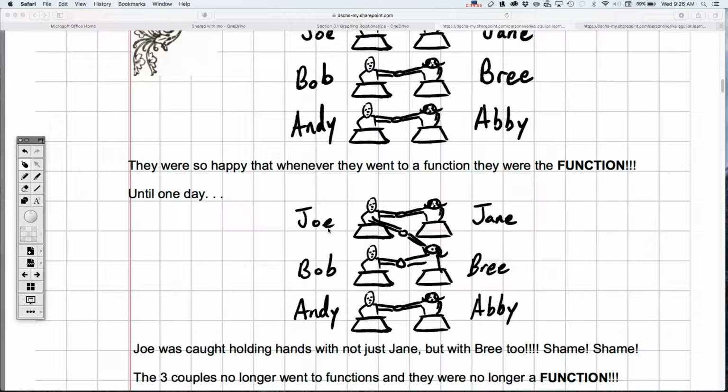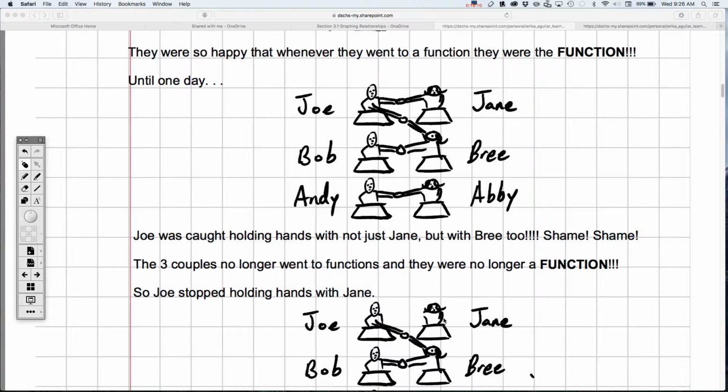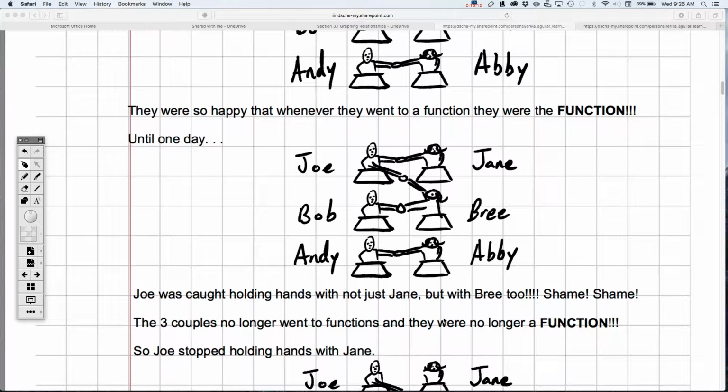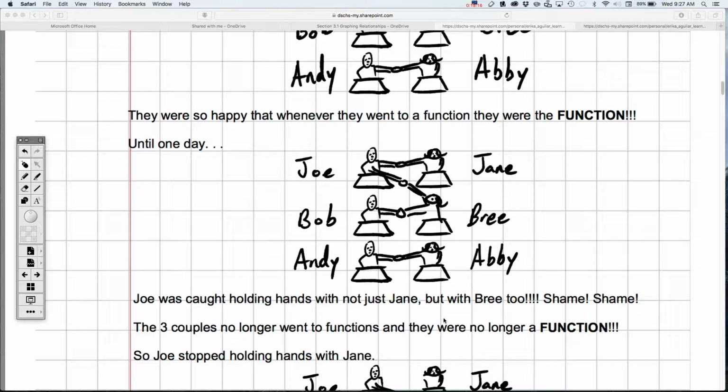Until one day, Joe held Jane's hand, and Joe held Bree's hand. Bob and Andy still held Bree's hand, and Andy held Abby's hand. Who do you think is at fault? Joe. What about Bree? Joe and Bree.